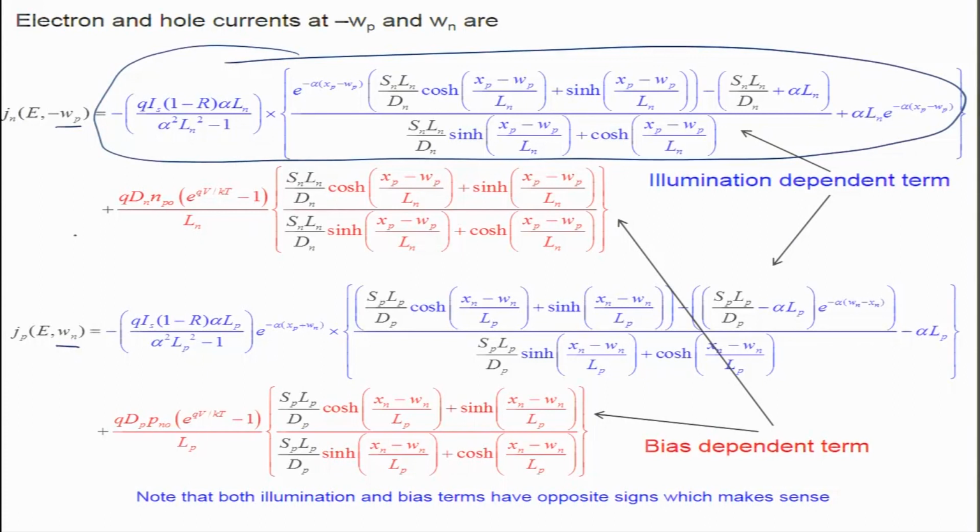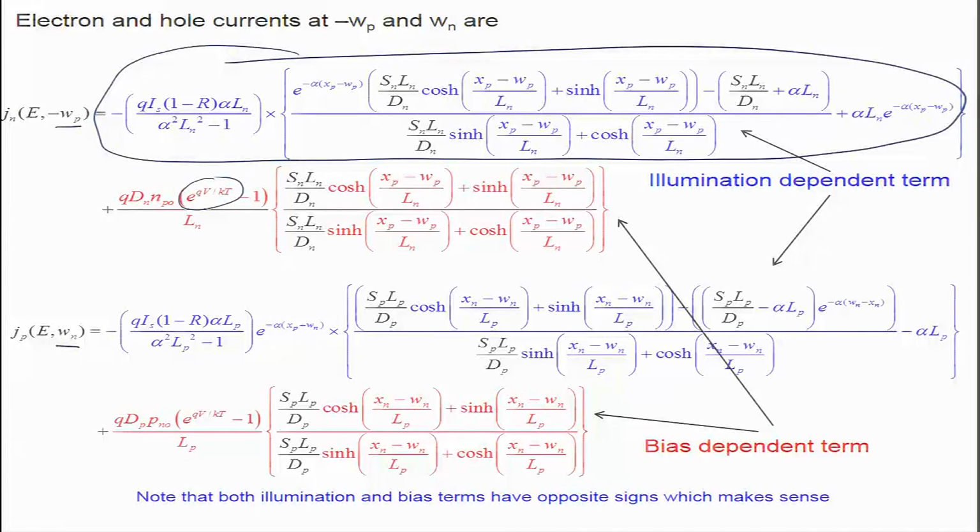The second term, which is the red one, has bias. Again all other things are known. It is bias which varies. Similarly for holes you get similar expressions. So what you have here is two terms in the current. One term is the illumination dependent term, the second term is the bias dependent term, and these are two independent terms. The good thing is that if they were dependent you would have a difficult time, but since they are independent terms, you can analyze both of them separately.